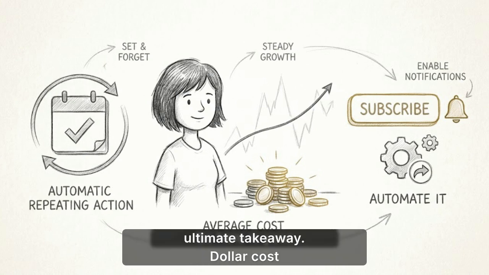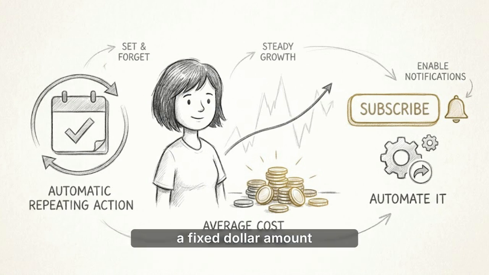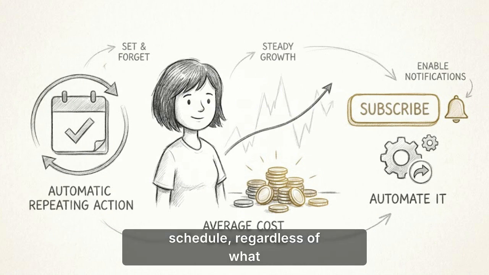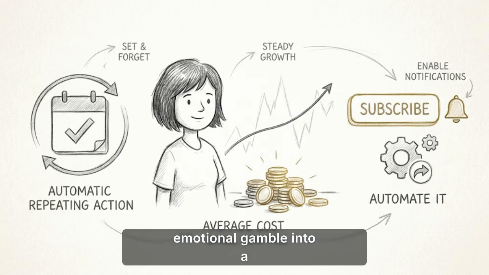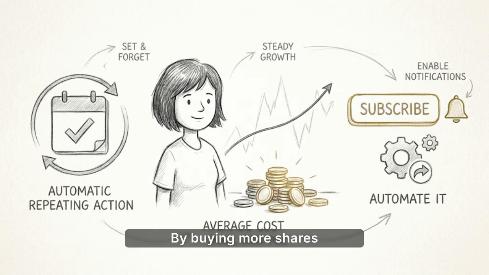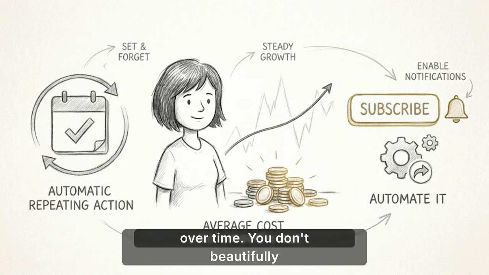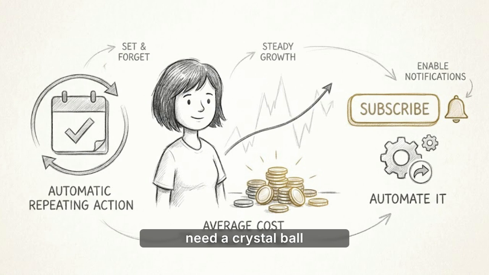So here is your ultimate takeaway. Dollar cost averaging means committing to a fixed dollar amount on a fixed recurring schedule, regardless of what the price is doing. It transforms investing from an erratic, high-stakes emotional gamble into a systematic, predictable routine that builds long-term wealth. By buying more shares when prices are low and fewer when they are high, your average cost smooths out beautifully over time. You don't need a crystal ball or financial genius to succeed. You just need the patience to keep showing up and letting the math work.